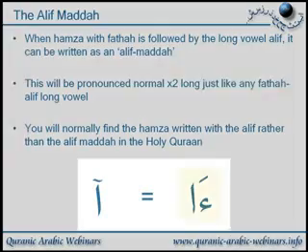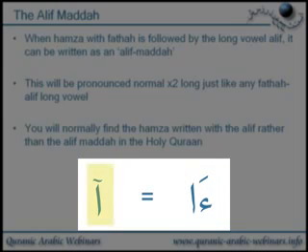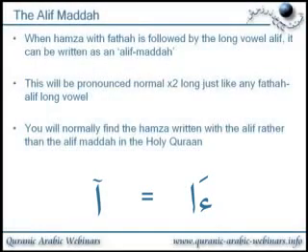So let's explain that. Here we have hamza, fatha and alif. Now another alternate way of writing those two is to write just an alif with the madda, and that is actually called the alif madda. But again, you will normally not find this in the Holy Quran. You'll find it written separately as hamza, fatha, alif.